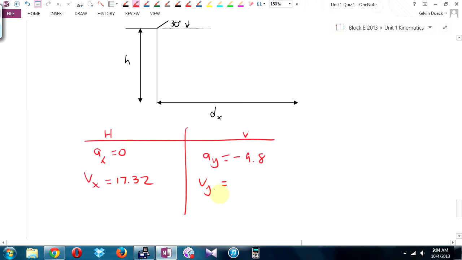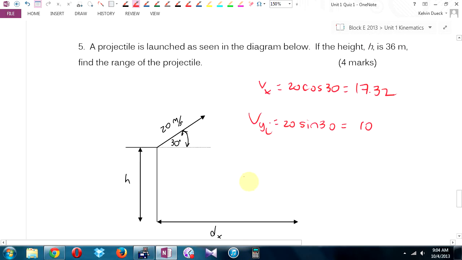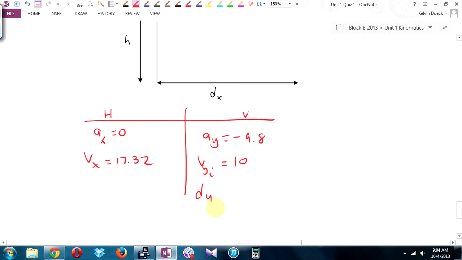Vy, initial, 10. That's not enough. I only have 2 things. I need 3 to find the 4. Oh, they told me the height. Dy is, why is that wrong, writing 36? Why? Ending up below? Dy is negative 36.